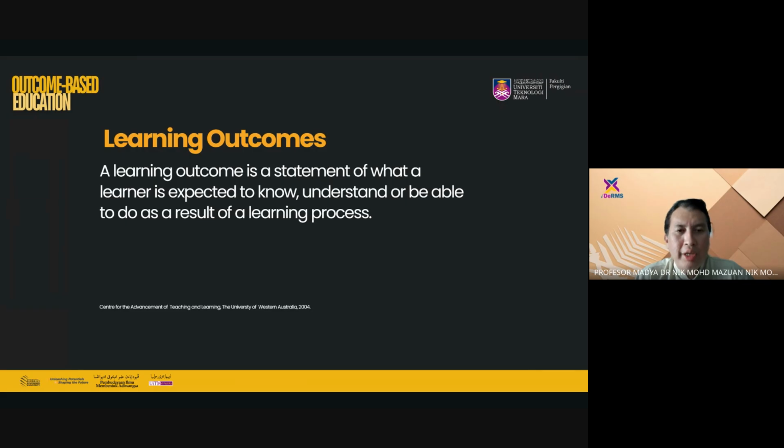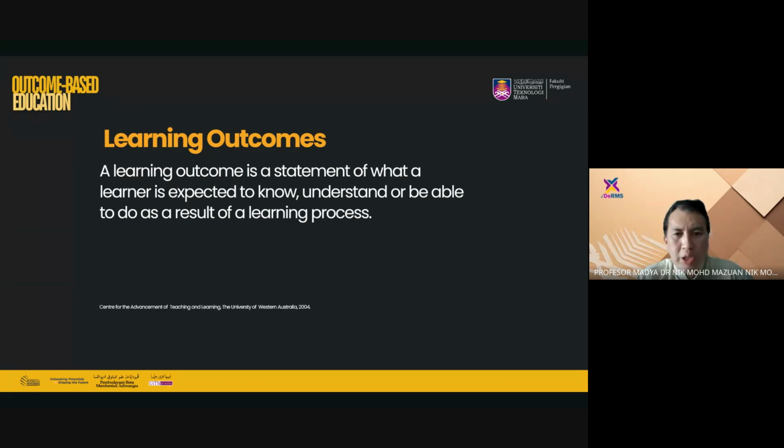Shouldn't be too long. Okay, so we will look at the learning outcome. You have heard learning outcome many, many times by now. A learning outcome is a statement of what a learner is expected to know, understand, or be able to do as a result of a learning process. So when you write learning outcomes, they are measurable, and can be achieved within a certain time. And it should be logical.